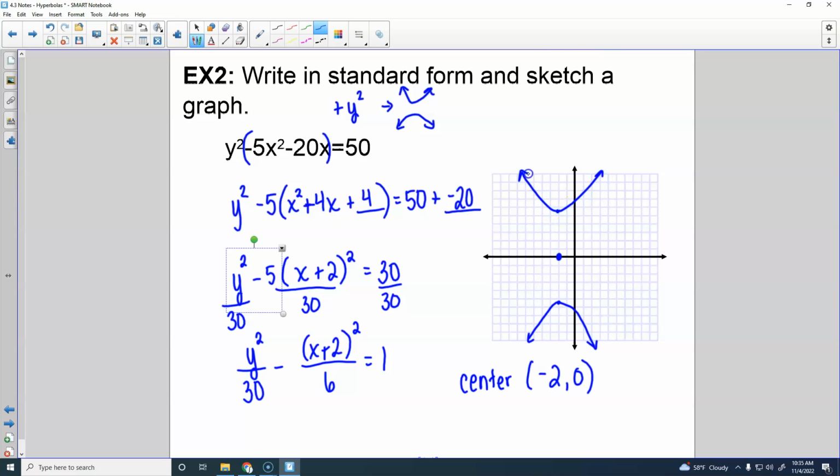Hyperbolas are a little bit different than parabolas. Parabolas are a little bit more U-shaped. Hyperbolas are a little more like a curvy V-shape, sort of. And so that would be what we'd be looking for. Okay, questions?